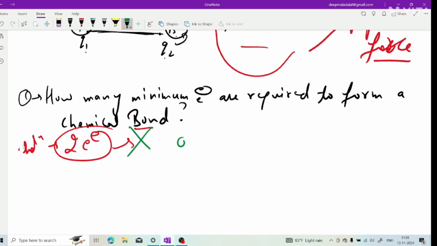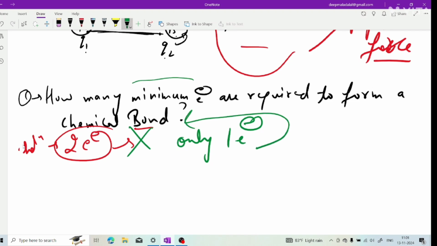Not 2. Only 1 electron is required to make a bond, because the question asks for the minimum electrons required to form a chemical bond. Only 1 electron is required. That is the minimum number of electrons required to make a chemical bond.